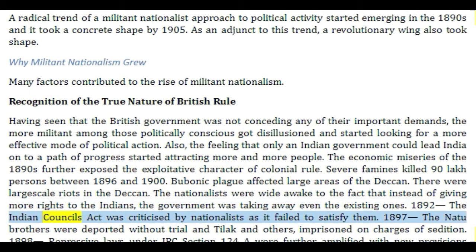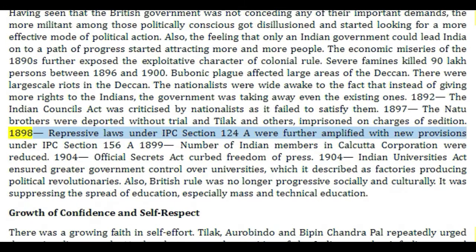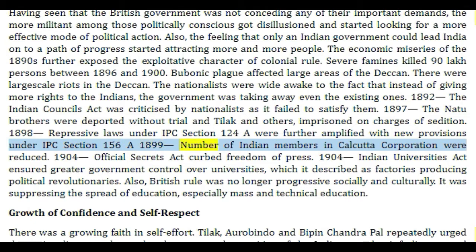In 1892, the Indian Councils Act was criticized by nationalists as it failed to satisfy them. In 1897, the Natu brothers were deported without trial and Tilak and others imprisoned on charges of sedition. In 1898, repressive laws under IPC Section 124A were further amplified with new provisions under IPC Section 153A. In 1899, the number of Indian members in the Calcutta Corporation was reduced.